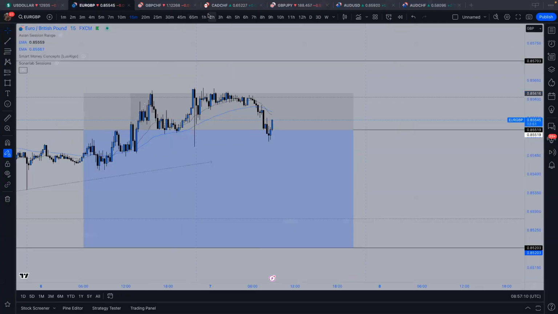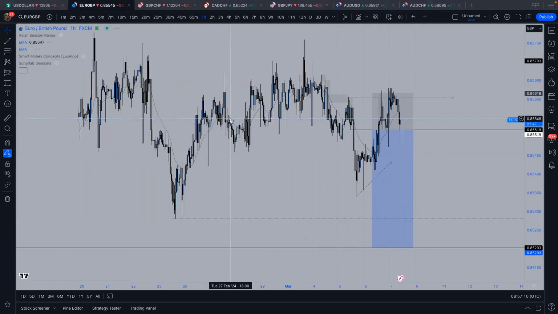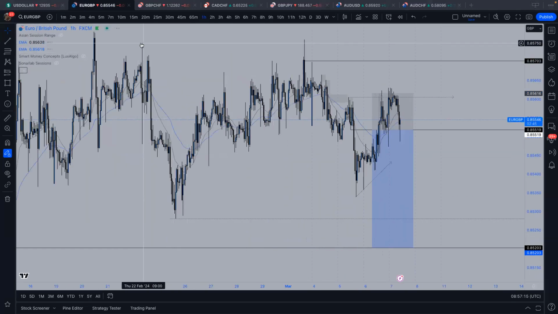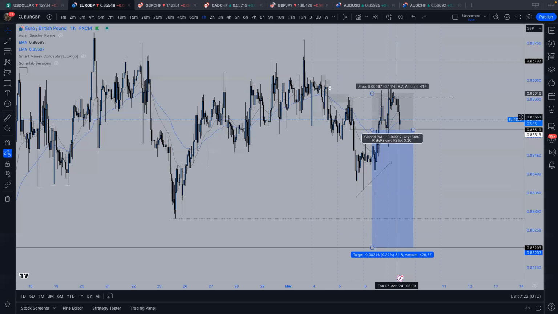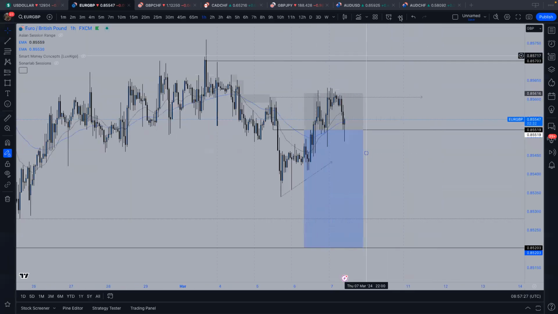Euro pound took a loss. That's fine. We had raided all of these highs and we were rolling down. We had a breaker structure here. I was looking for price to see if we were going to come up into the zone and go back down, but it didn't. You can see we did literally just wick the top, and that is fine.